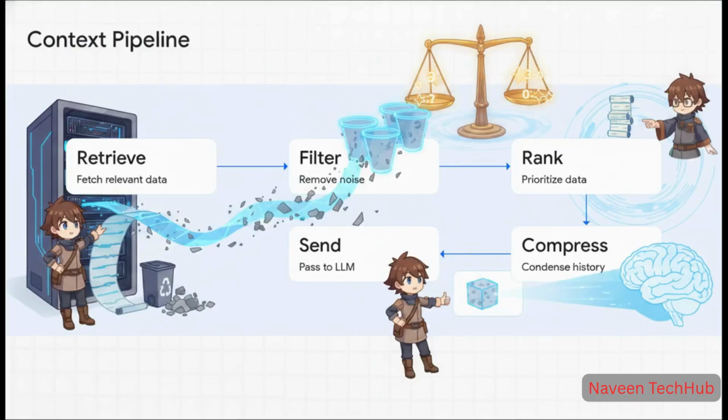For our AI coding agent, this means dynamically retrieving the repository, filtering out all the irrelevant folders, ranking the most important files, compressing the conversation history, and only then sending the high-signal data to the model. We call this just-in-time context. We are definitely not just dumping the entire repository into the prompt. Instead, it's like sending a librarian who fetches exactly what the model needs to know right at this exact moment.